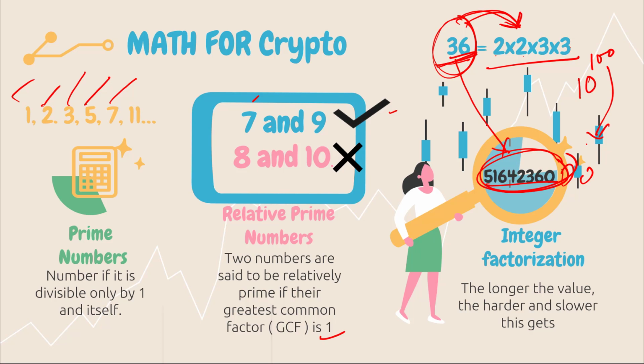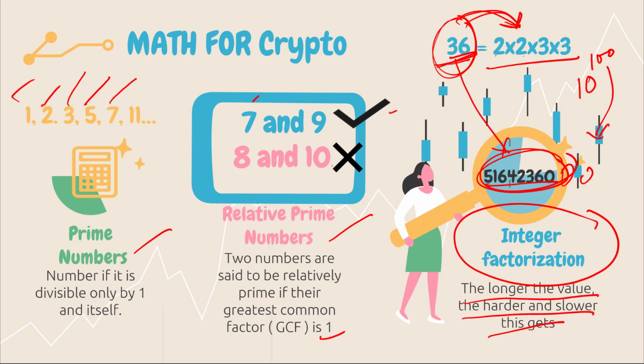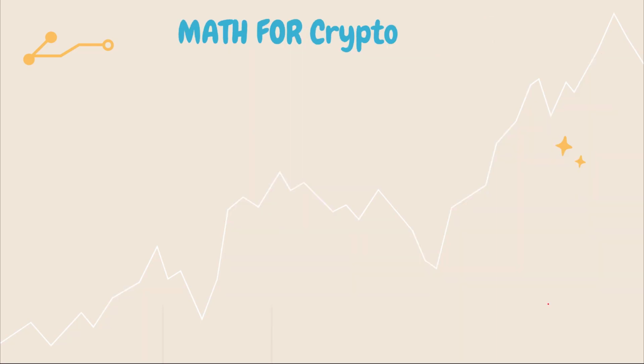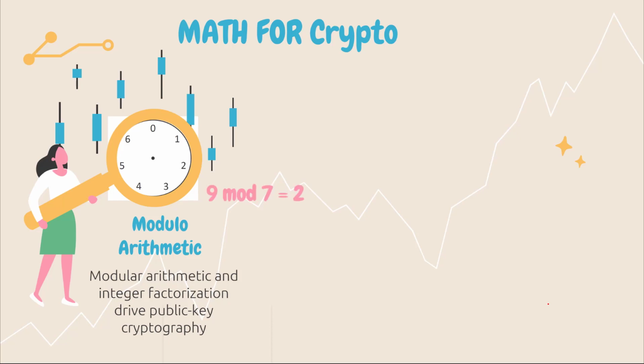So remember these few concepts: the prime numbers, relative prime numbers, and the integer factorization. That is, the longer the value, the harder and slower this gets. So that was some of the important concepts you need to understand before we jump into the mathematics. The other thing you need to know is modular arithmetic.